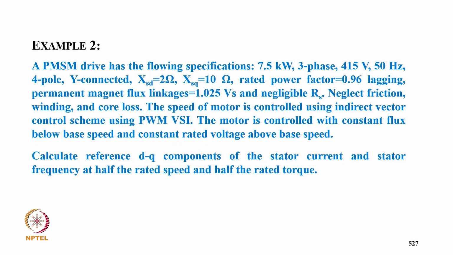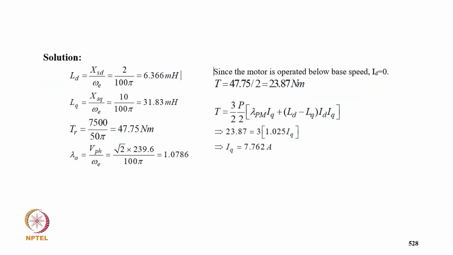So calculate the DQ components of the hysteresis current and hysteresis frequency at half the rated torque and half the rated speed. So Ld is calculated as Xd upon omega e, 6.33, Lq 31, Tr equal to 47.75, lambda equal to 1.076, and since the motor is operated at base speed Id equals 0, so T equals 123, half the rated torque, and from this we get Iq equal to 7.762.